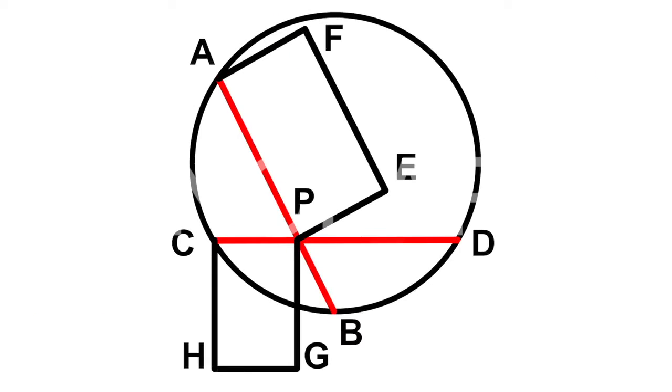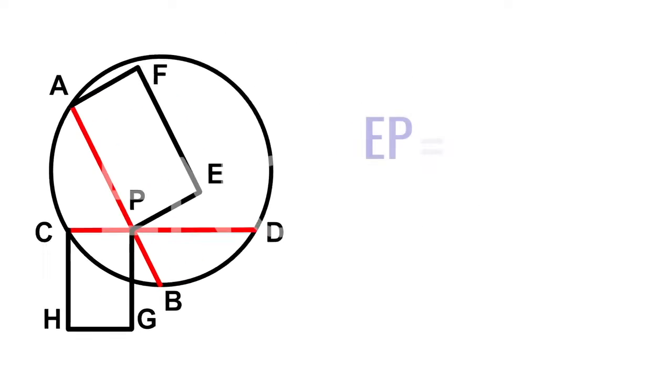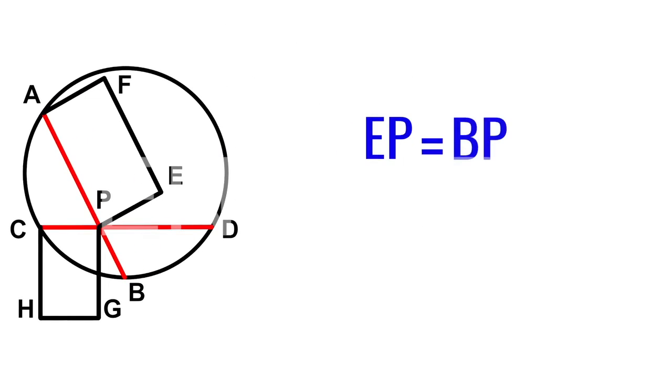Now look at the figure. The side EP in rectangle APEF is equal to BP. Similarly, the side PG in rectangle CPGH is equal to PD. We can now solve problems on area by using this property.